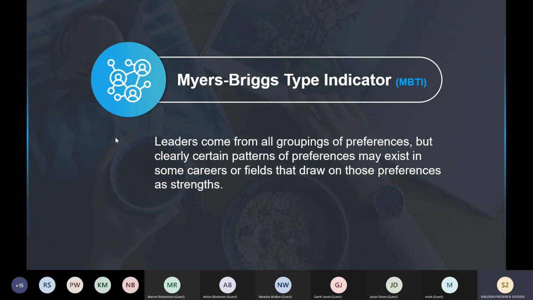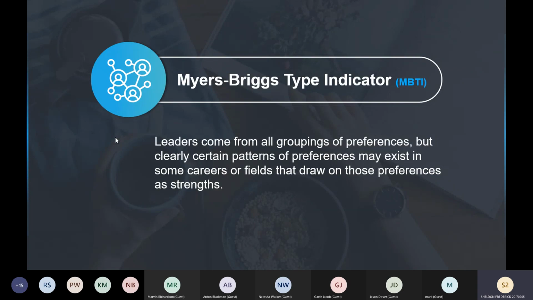Leaders come from all groupings and preferences, but they clearly show certain patterns of preferences and may excel in some careers or fields that draw on those preferences as strengths. Macaulay asserts that from the type perspective, one would not ask the question, what type is the best leader? But rather, how does each type show leadership?